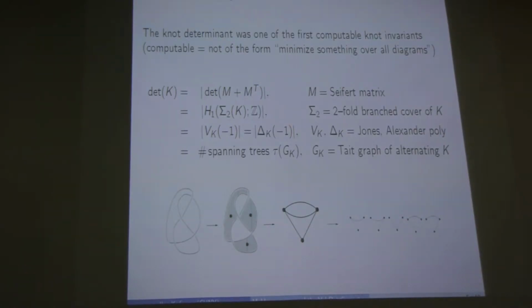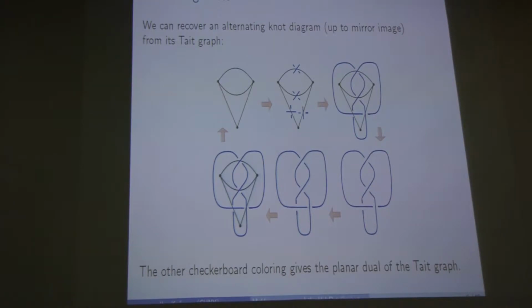Okay. So this is the knot determinant. For an alternating diagram, basically the knot is determined up to mirror image by the diagram, right? So you can recover from the Tate graph: you take the medial construction and you get the diagram. From the diagram, you take the checkerboard coloring and you get the Tate graph. And so the two different checkerboard colorings give dual Tate graphs.